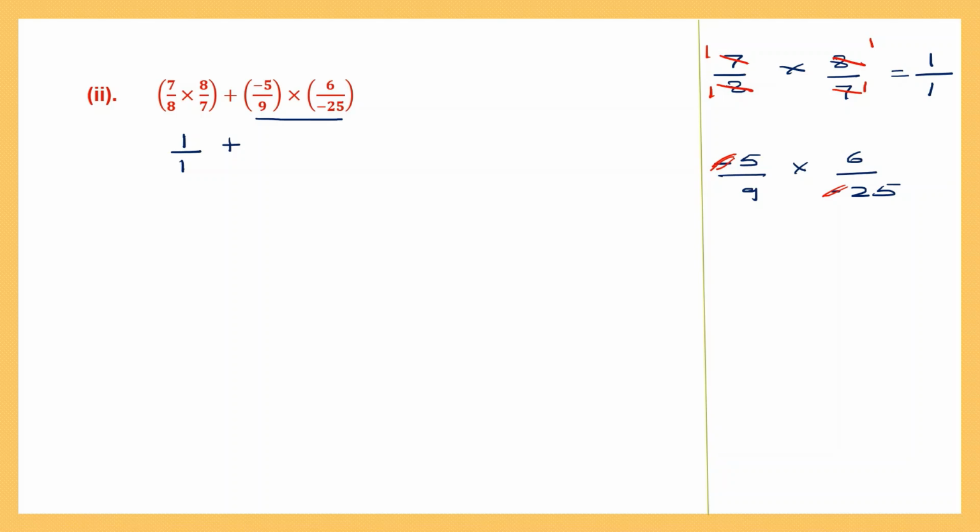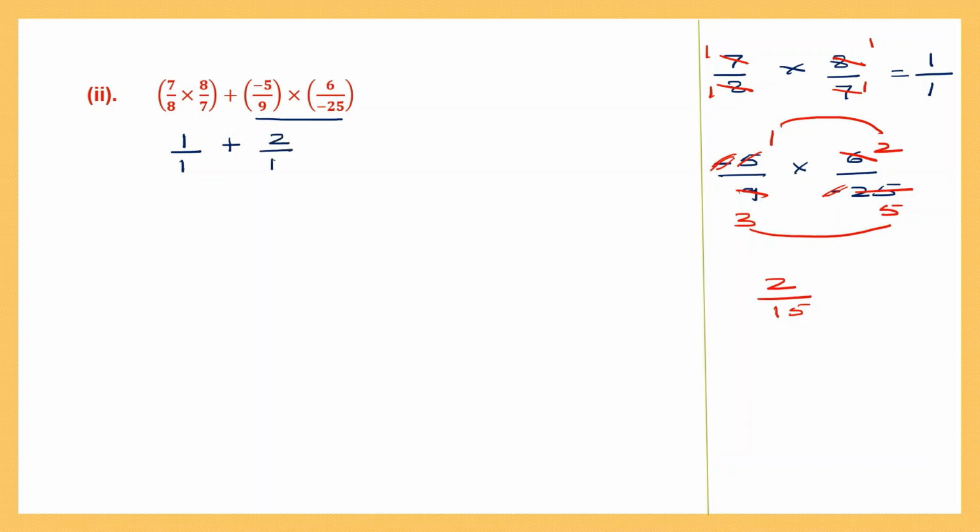Now I can cancel 5 and 25 both by 5. 5 ones are 5 and 5 fives are 25. I can also cancel 6 and 9 by 3. 3 twos are 6 and 3 threes are 9. So remember to use one common factor when you cancel. So now the numerators are 1 into 2. 1 twos are 2 and the denominators are 3 fives are 15. So 2 by 15. So let's write that there.